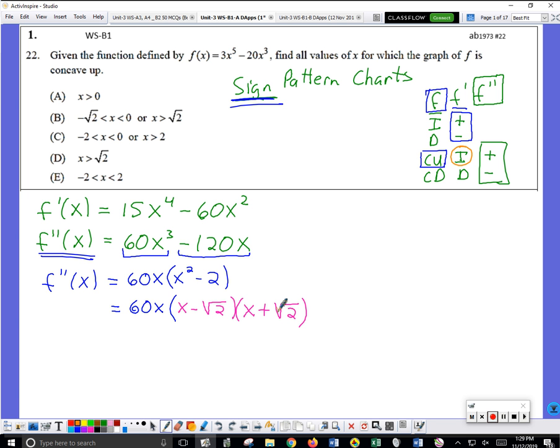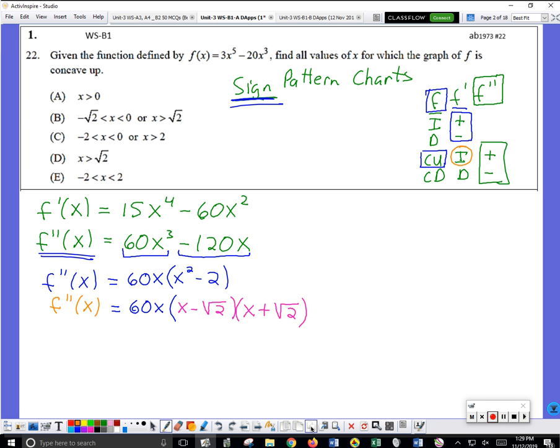Cool. Okay, once we have f double prime factored, now we're going to build the sign chart for f double prime. Can I erase this stuff that's above? Okay, so let's copy this over and erase a little bit.